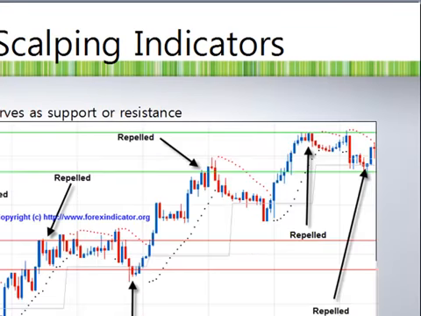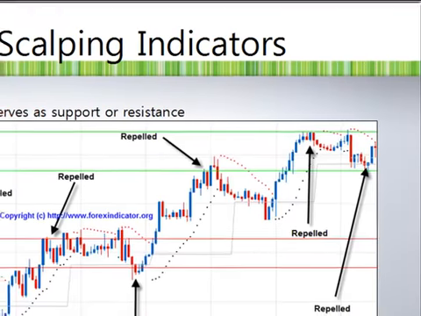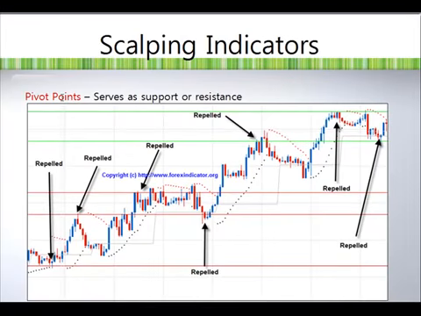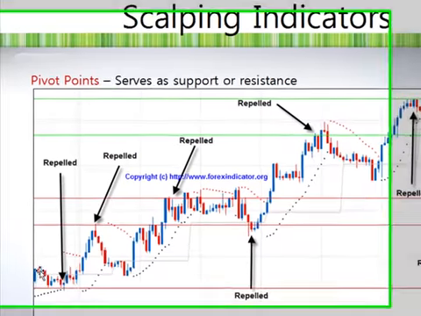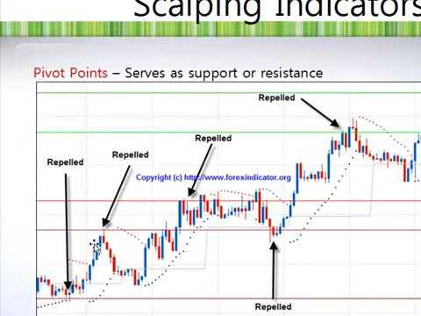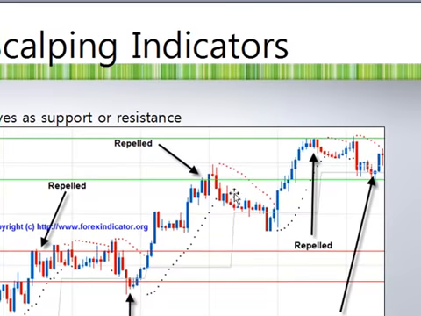The next indicator that we're talking about is the pivot points. Be it the daily pivots, weekly pivots, or monthly pivots, they all serve as strong support and resistance. Take a look at this picture below. You can see that the price hit the pivot point, got repelled by it, hit the pivot point, got repelled by it, hit and repelled. You can see how strong this pivot point is.